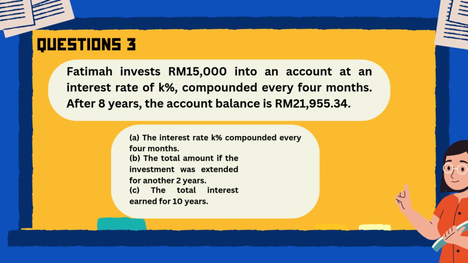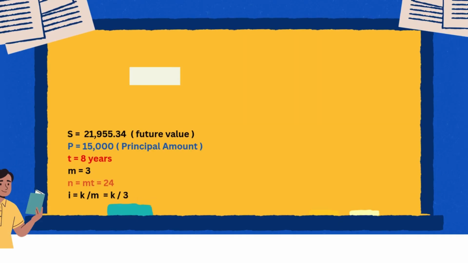Hello everyone, today I will solve a question involving compound interest. The question states, Fatima invests 15,000 into an account at an interest rate of K% compounded every 4 months. After 8 years, the account balance is 21,955.34 ringgit. So, we need to determine for question A, the interest rate of K compounded every 4 months. For question B, the total amount if the investment was extended for 2 years. For question C, the total interest earned for 10 years.